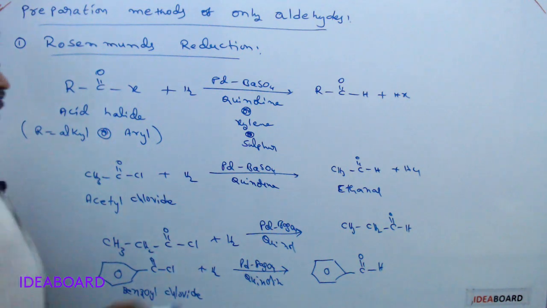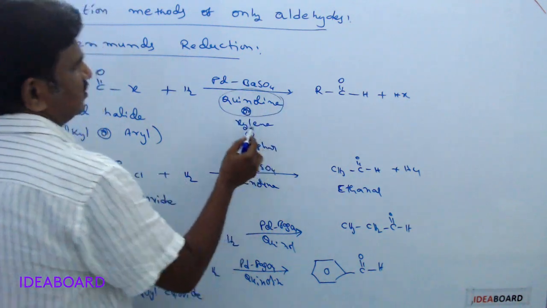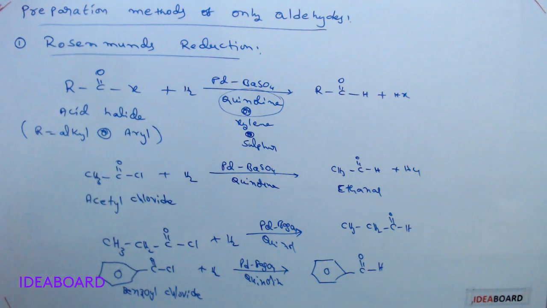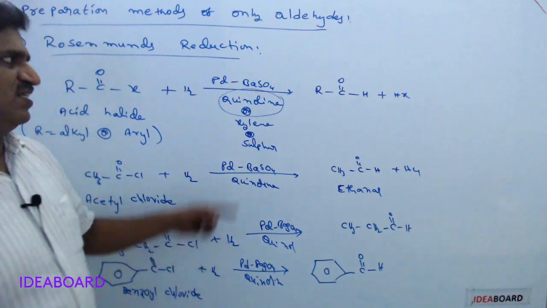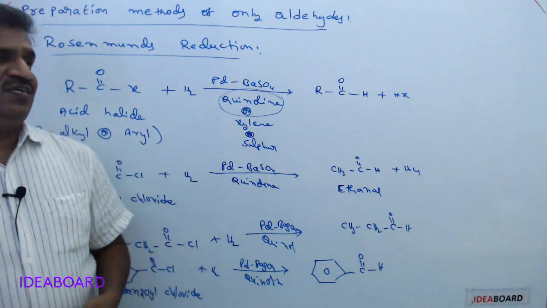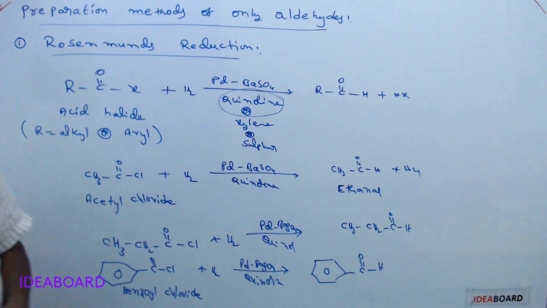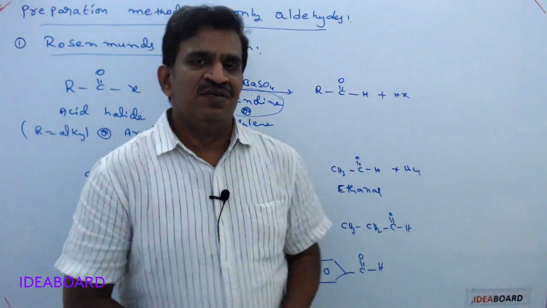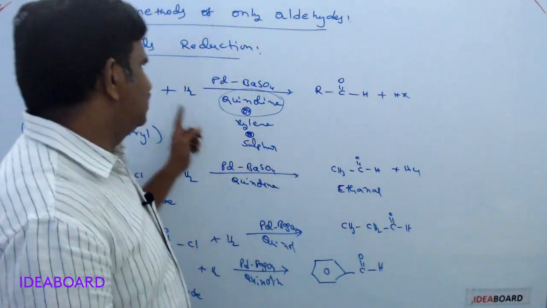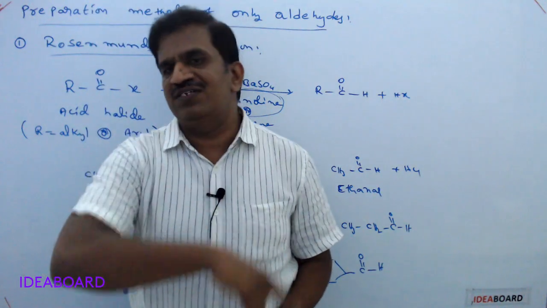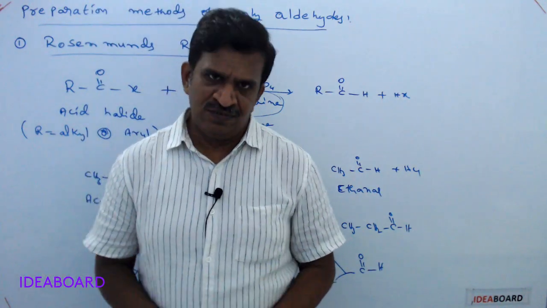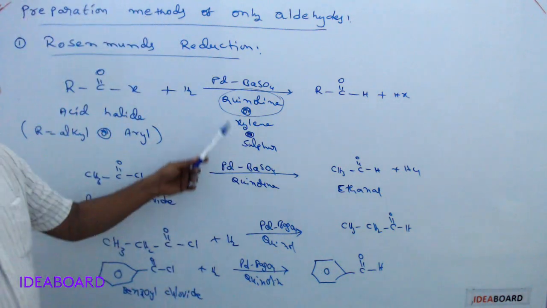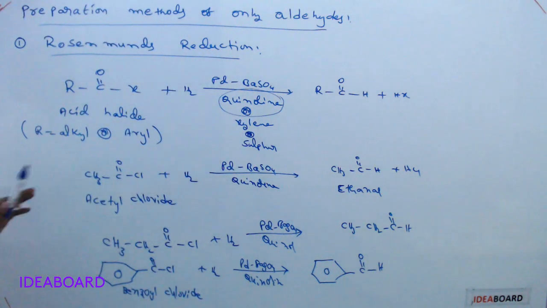The main role of quinoline, xylene, sulfur or barium sulfate is to reduce the activity of palladium. So it acts as a catalyst poison, and the reduction occurs up to aldehyde formation only. If we use only H2 and Pd, then further reduction occurs which gives alcohols. So in the presence of any of these, we can use this reaction to get only aldehydes.